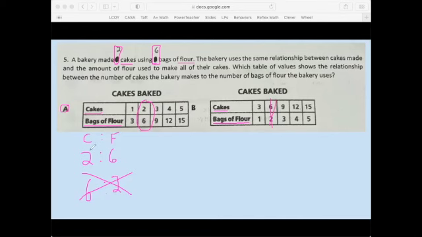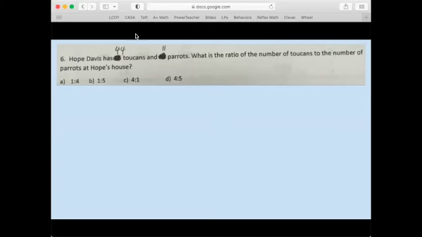So make sure that when you're labeling your work, you're labeling it based on the order of the ratio. Okay? Let me clear. Now we're going to move on to number 6. It says, Hope Davis has 44 toucans and 11 parrots. What is the ratio of the number of toucans to the number of parrots at Hope's house? So remember, order matters. The order that you write the ratio in matters.